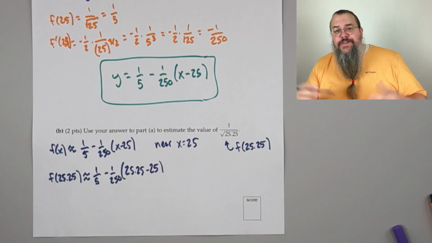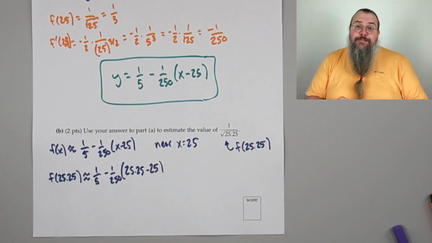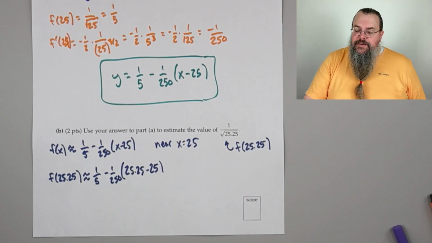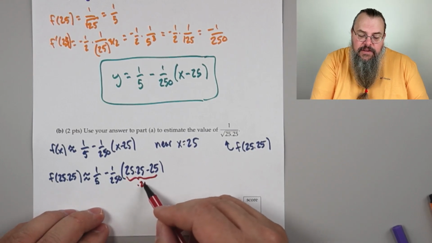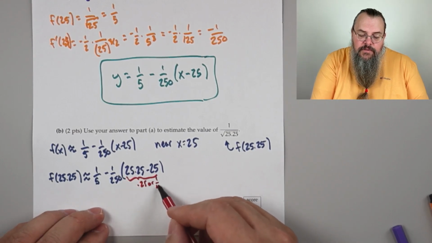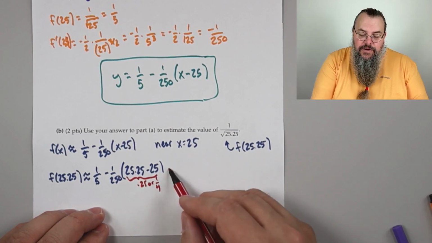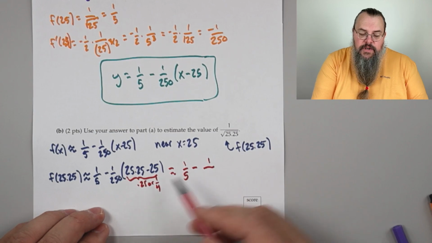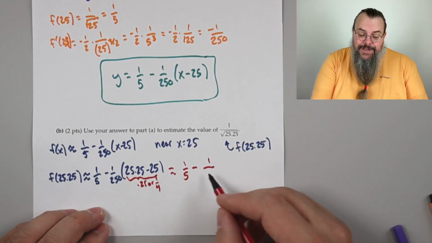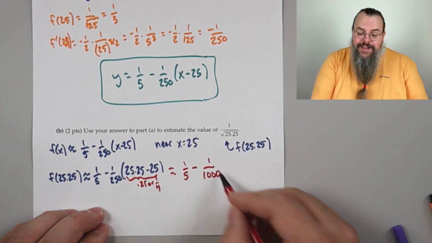Now, we could argue that this is correct, but let's see if we can't make it look a little bit nicer. 25.25 subtract 25, this is the same as 0.25 or 1/4. So I say, oh, this looks like 1 over 5, subtract 1 over 250 times 4, that's a nice number, 1,000.